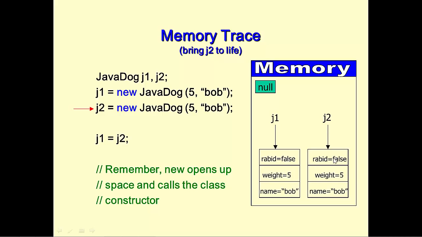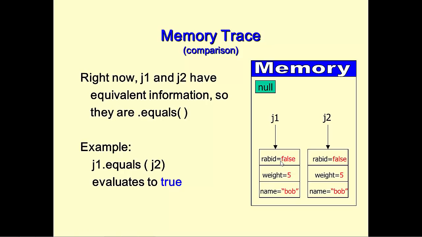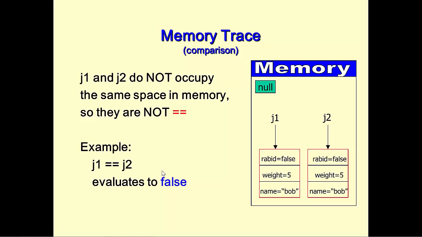So if we were to look at this, you can see that they have equivalent information even though they exist in two different locations in memory. So right now, J1 and J2 have equivalent information, so they are dot equals to each other. An example of that would be if I said J1.equals and I pass it J2, this whole expression right here evaluates to true. However, J1 and J2 don't occupy the same space in memory, so they're not double equals to each other. So if I were to try saying J1 == J2, this expression right here actually evaluates to false. You might put it inside of an if statement, let's say.